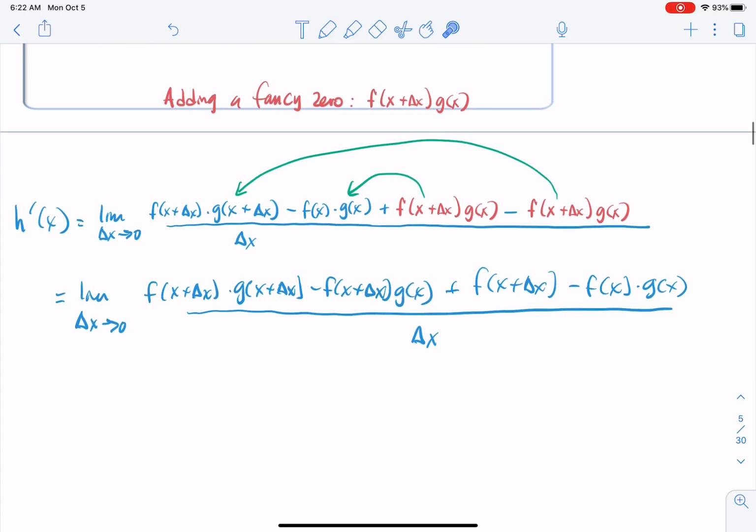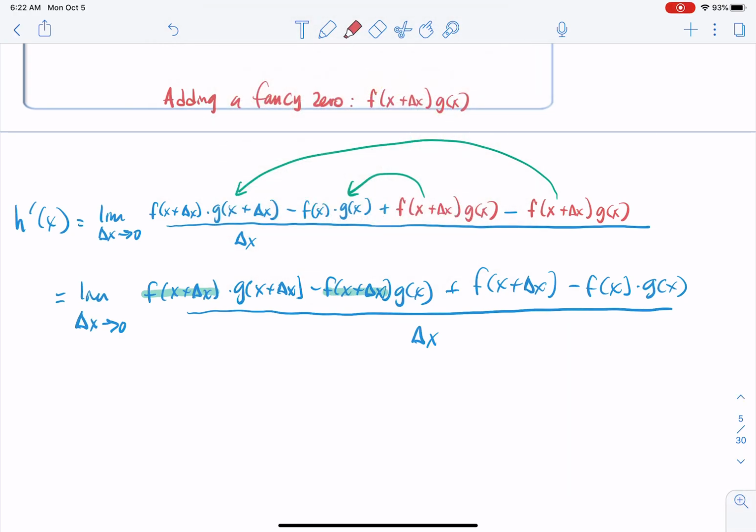Anyway, so, what else can I do? Oh, it looks like if I just look at, say, this first set here, notice that they have this f of x plus g of x in common. I'm going to take this, and I'm going to factor that part out, right?